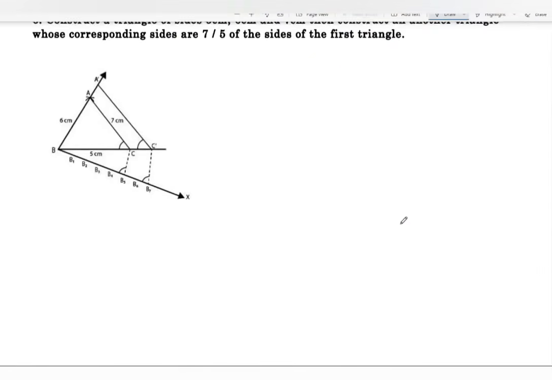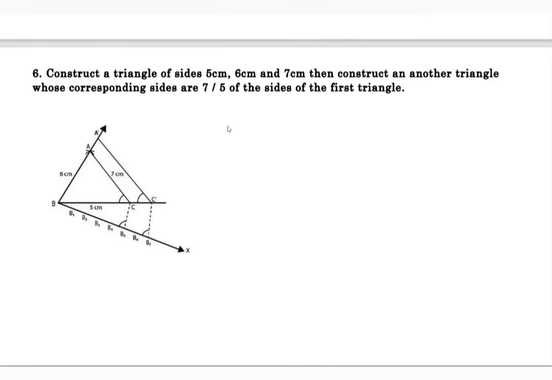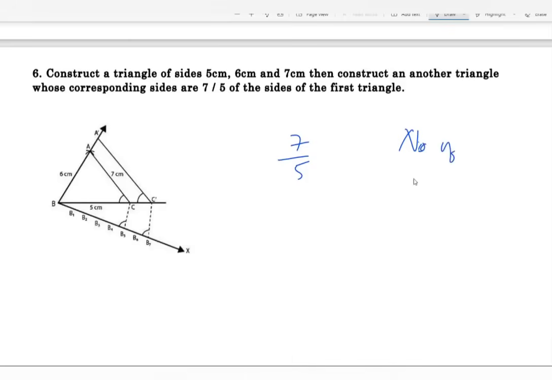So you can try this question. The ratio is what? 7 by 5. Number of arcs equals 7. Which point should be joined to C? Point B5, because the number 5 is in the denominator. Okay, don't get confused in the exam.